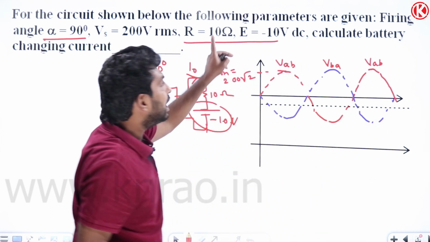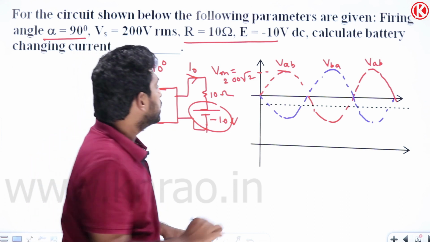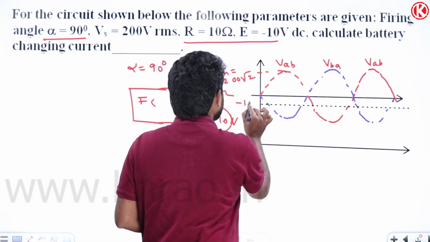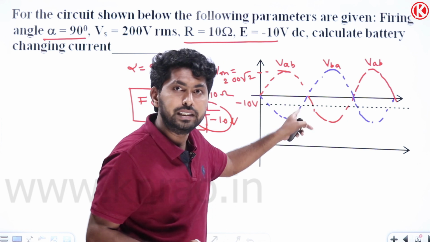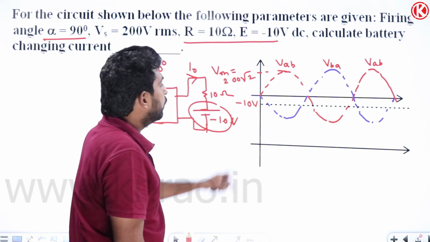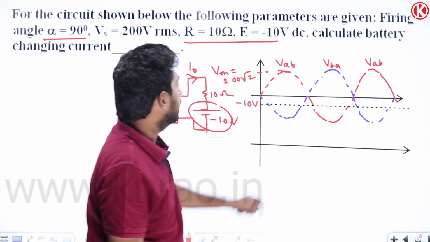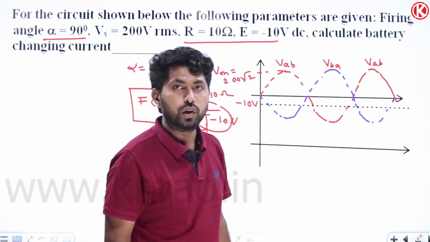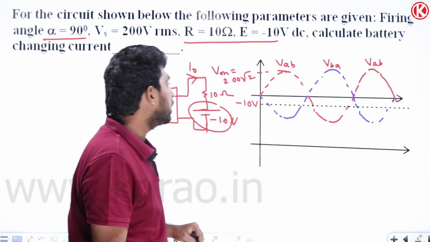So let me draw the minus 10 volts line also. So it will be the minus 10 volts line, this black dotted line. Now we need to find the load current waveform. How can we draw the load current waveform?